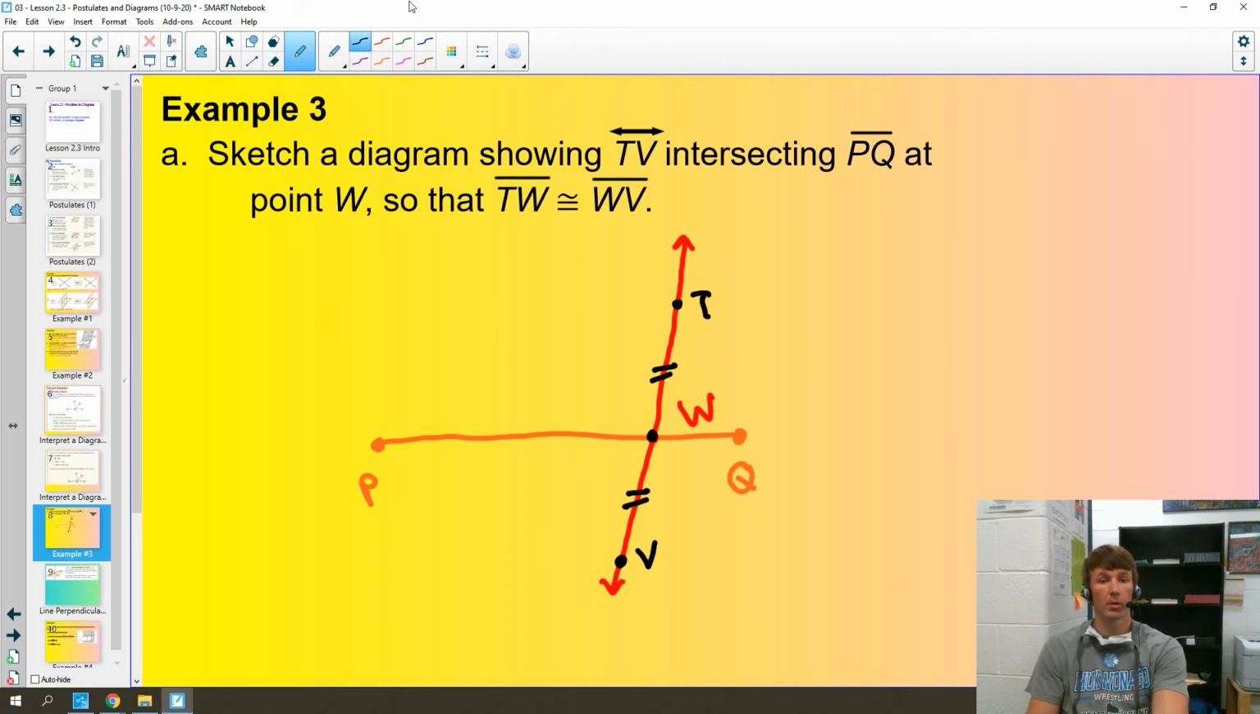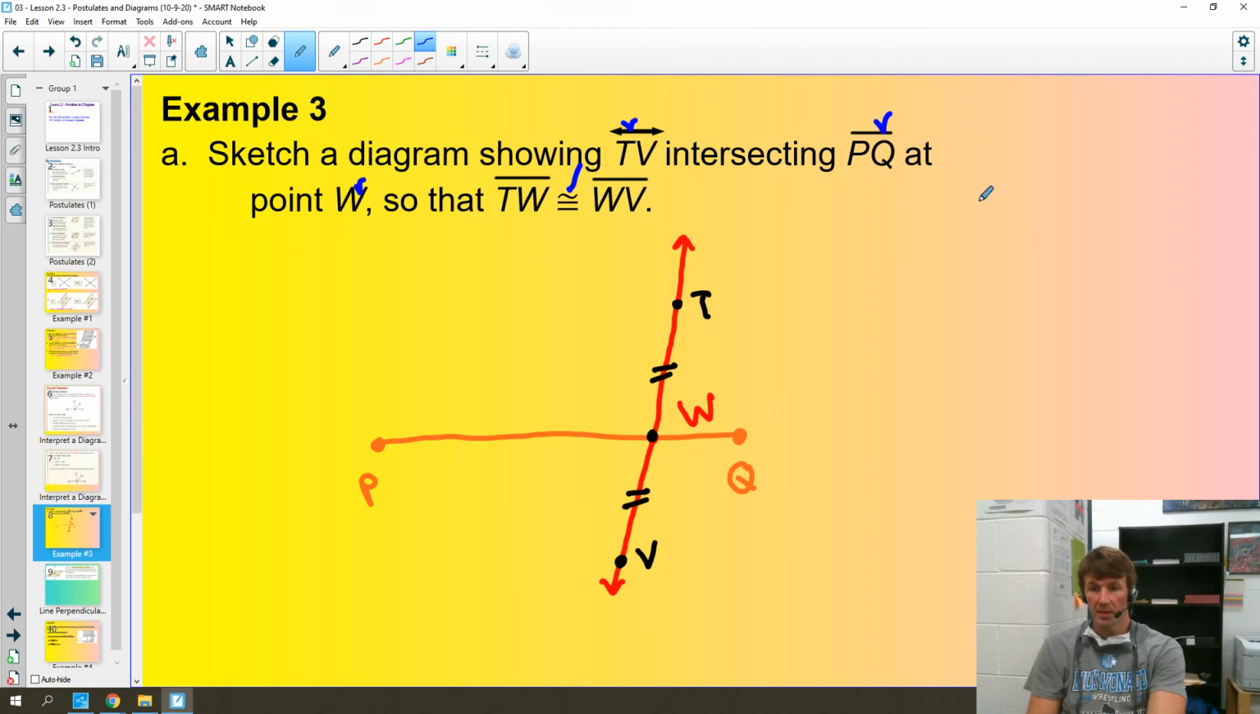And you can almost go down and check. All right, do we have a line TV? Yep, I got arrows on the ends. It's a line. It's continuing forever. Intersecting segment PQ. So PQ is kind of like a finite piece at point W. Point W is labeled. So I'm kind of just going through and checking all this stuff off. Check, check, check. And then did I mark segment TW? So just this piece. And segment WV being congruent. Yep, I marked that. So I'm feeling pretty good. So, on a 4-point problem, they each maybe carry a point. All right, so that's the idea.